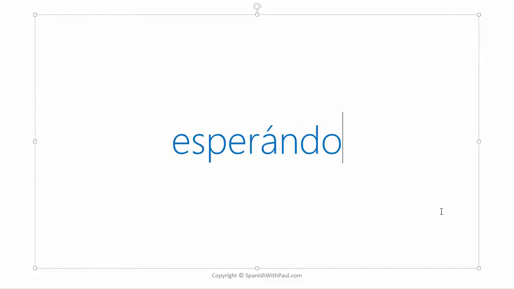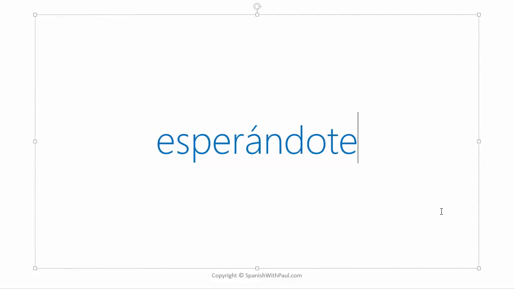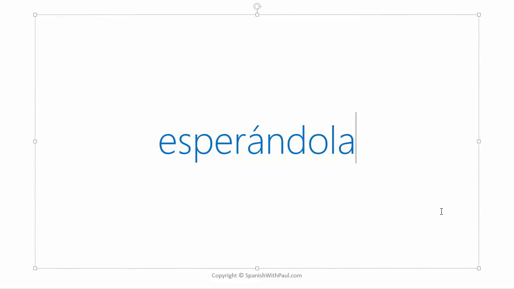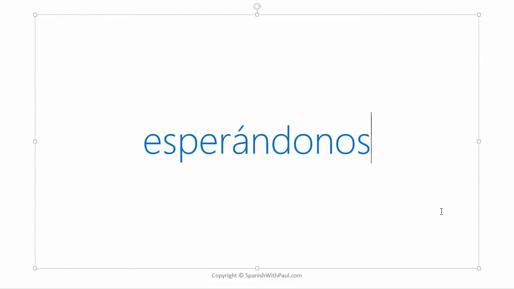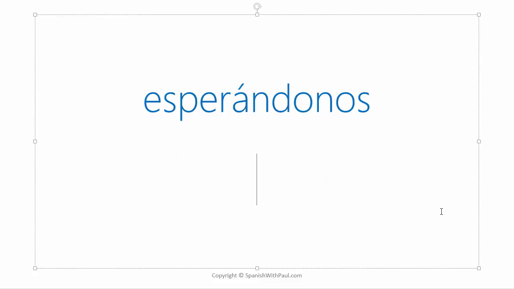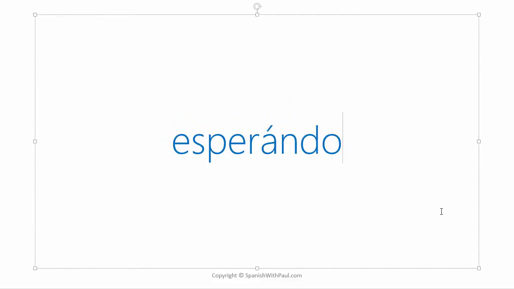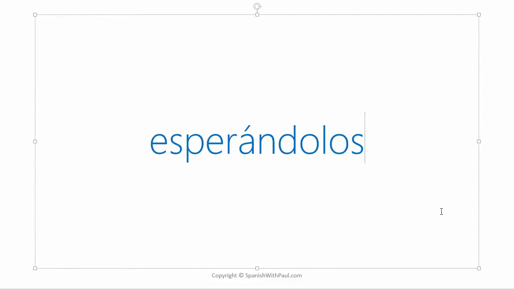So you can see there's quite a lot of little pronouns that you can tag on to the end. Me, te, and then lo or la for him or her, nos for us, and then we have the plurals, right? Los for all males or a mixed group, and las for all females.